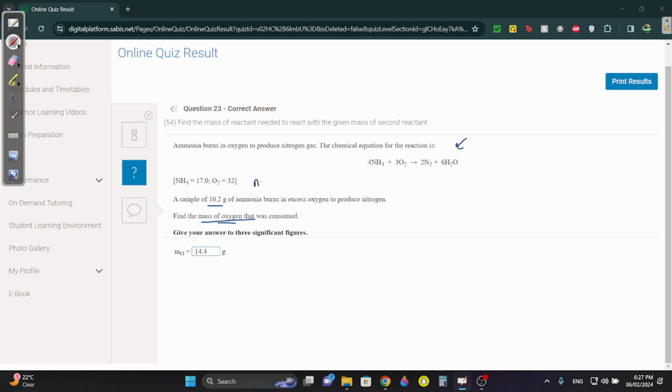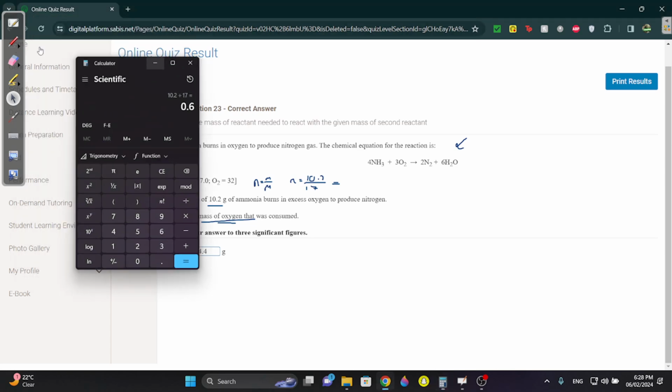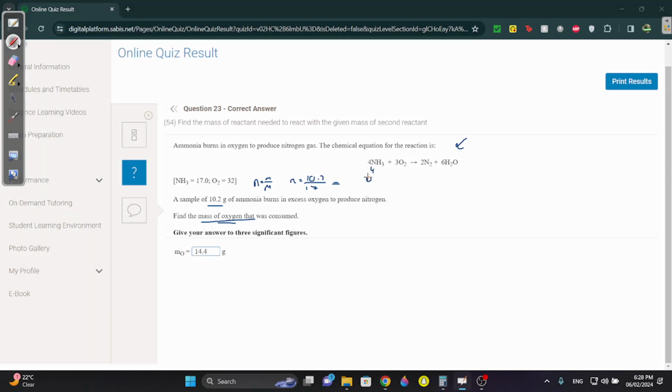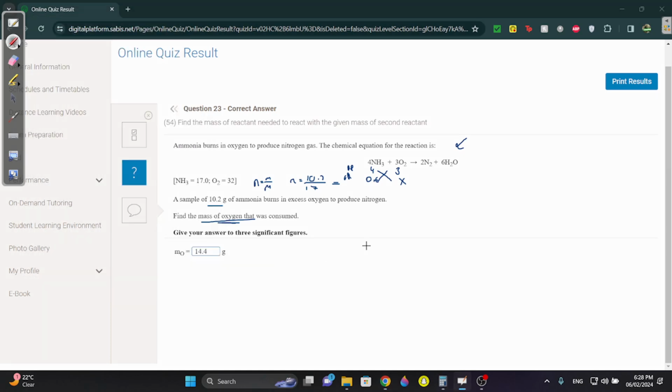What I did was find moles: n equals m over M, which is mass 10.2 divided by ammonia, which is 17. I got 0.6 moles. So I put 4 and then 0.6. This is RR and GR, by the way, for those who know it by RR and GR. Then for oxygen, I did the same thing, 3 moles, x moles. I found that the moles of oxygen was 3 times 0.6 divided by 4, which is 0.45 moles.